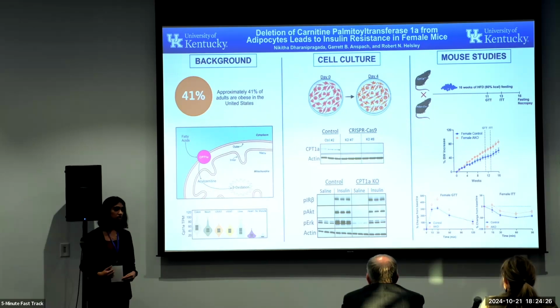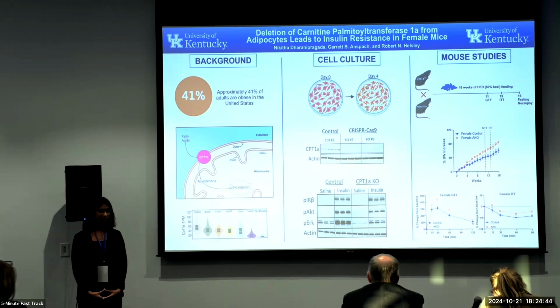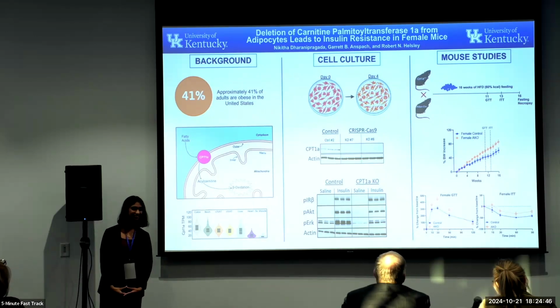We also saw that when we inject our mice with either glucose or insulin, our female knockout mice show more glucose intolerance and insulin resistance compared to our controls. So my future directions are to look at different mechanisms that are linking insulin sensitivity to CPT1A. Thank you. I will take any questions that you guys have.